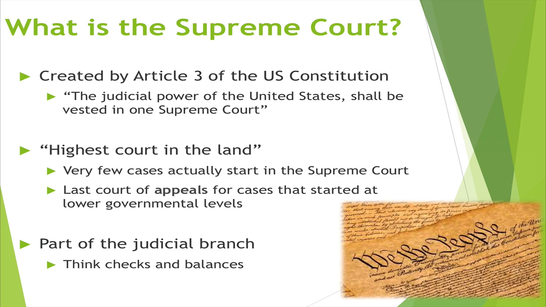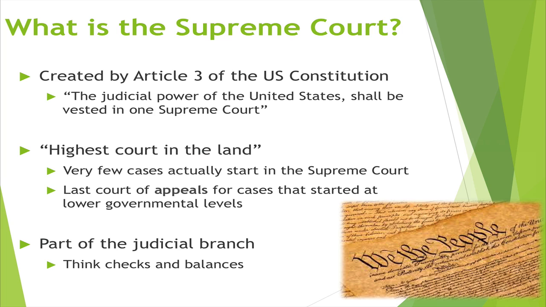But typically, the Supreme Court serves as a last court of appeals for cases that started at lower levels of government. So for example, if there's a local issue that somebody finds fault with, they may take that issue to court. If somebody loses at that level, it may move up into the state level. If someone loses there, they may choose to appeal even higher to perhaps a federal district court. And if somebody loses there, they may still continue to choose to appeal. Ultimately, the last court of appeal is going to be the Supreme Court.